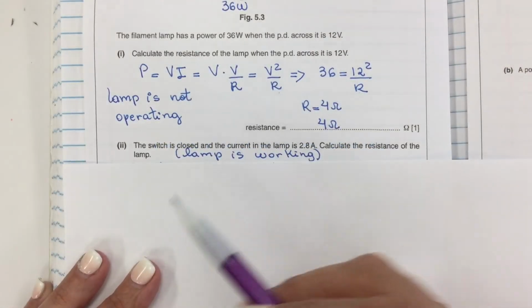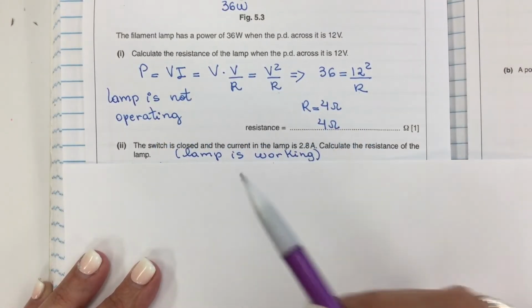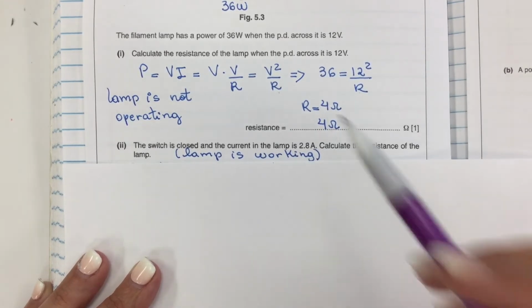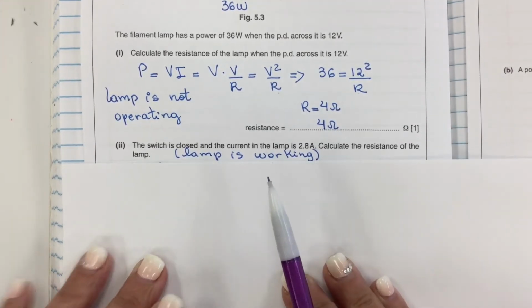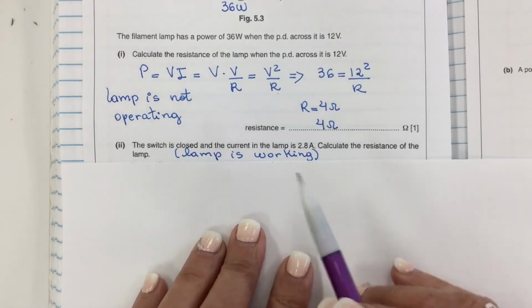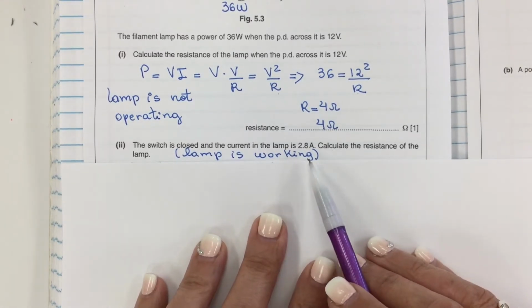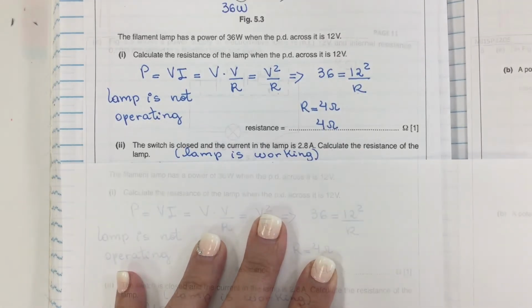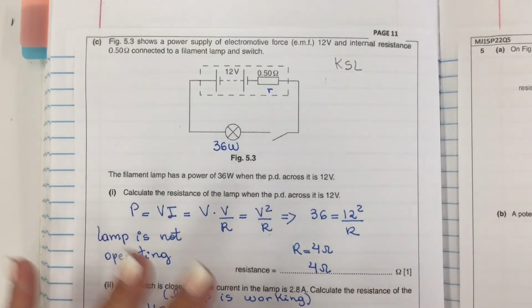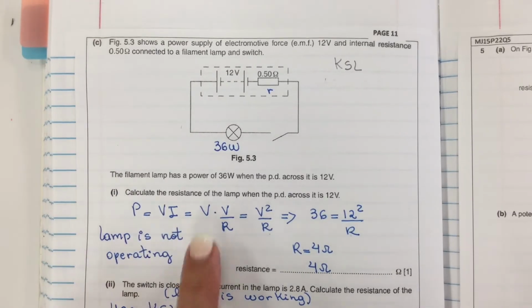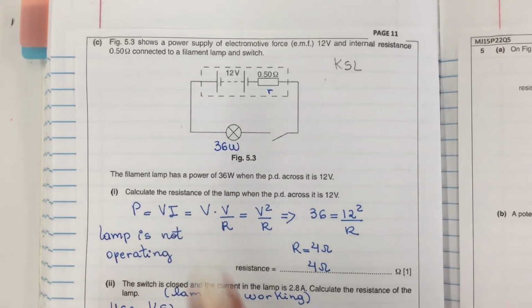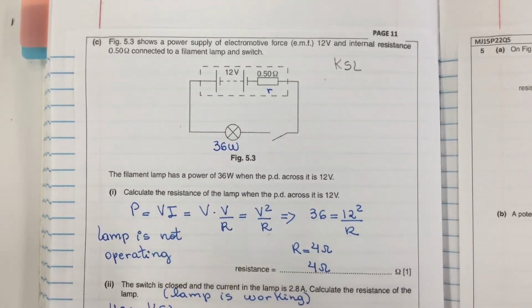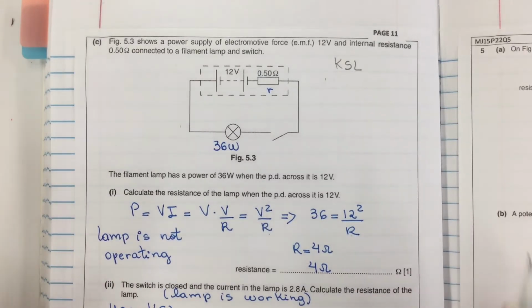Okay, so the next question is asking, now the lamp is working. It's connected to the circuit, the switch is closed, and the current flowing through the lamp is 2.8 amps. Calculate the resistance of the lamp. Just to compare here a little bit, the first question is asking to find the resistance when the lamp is not operating. And the second question is asking to find the resistance when the lamp is operating and there is a current flowing through it.